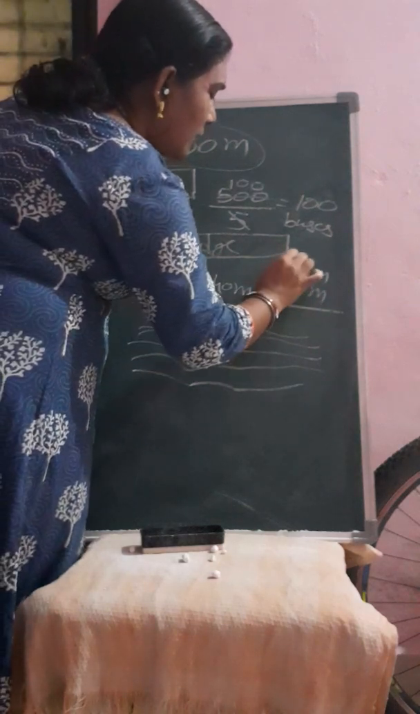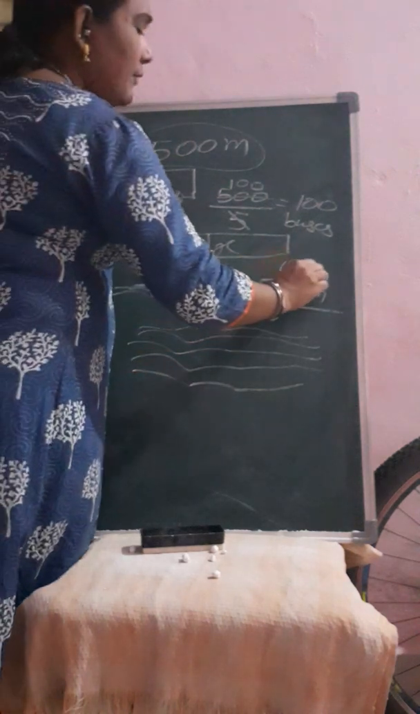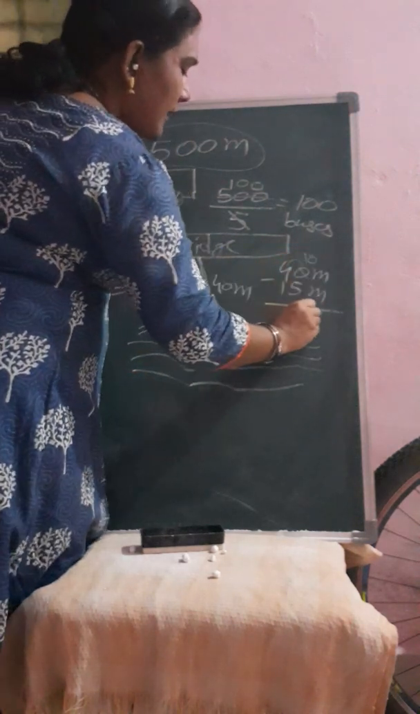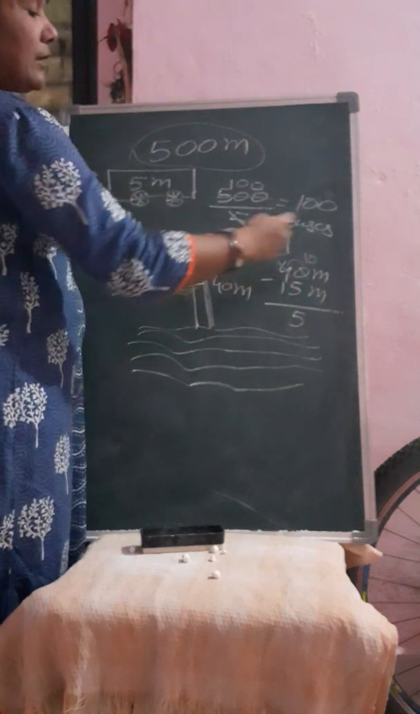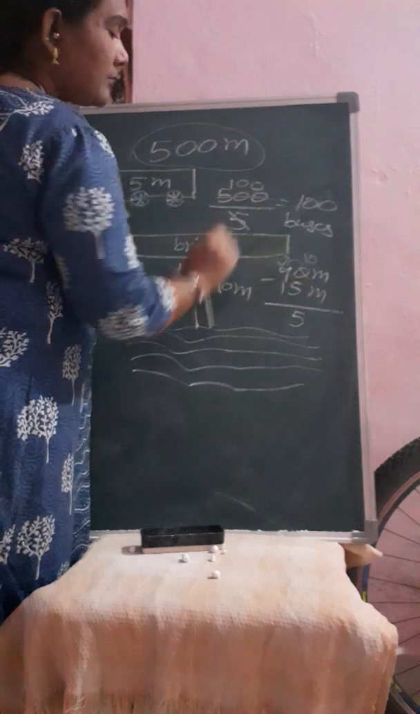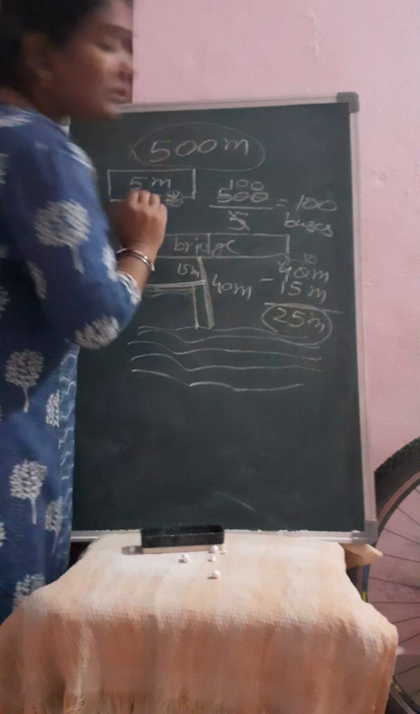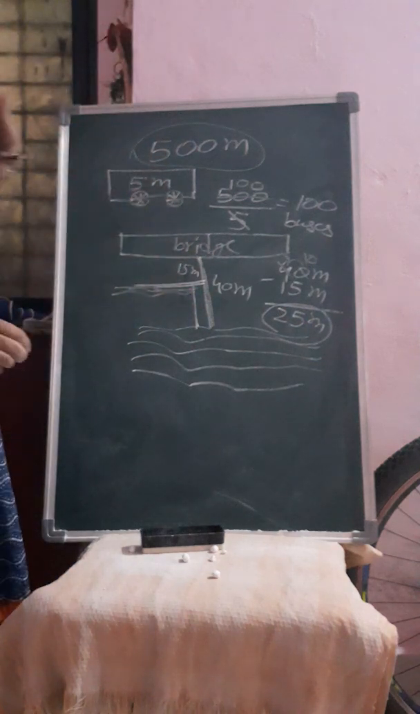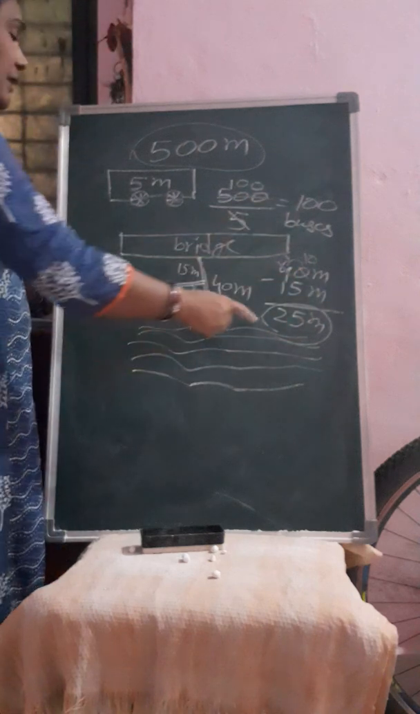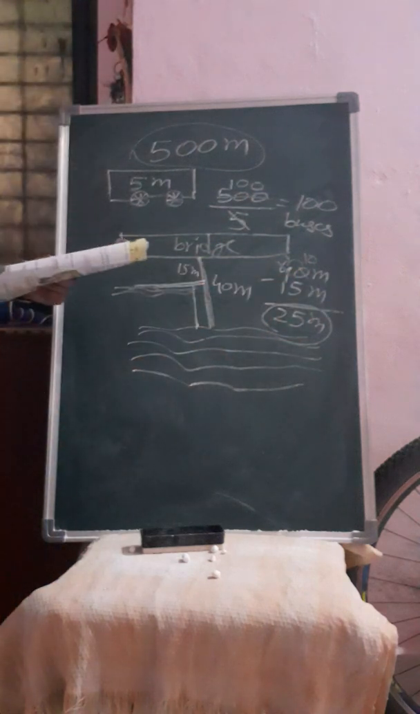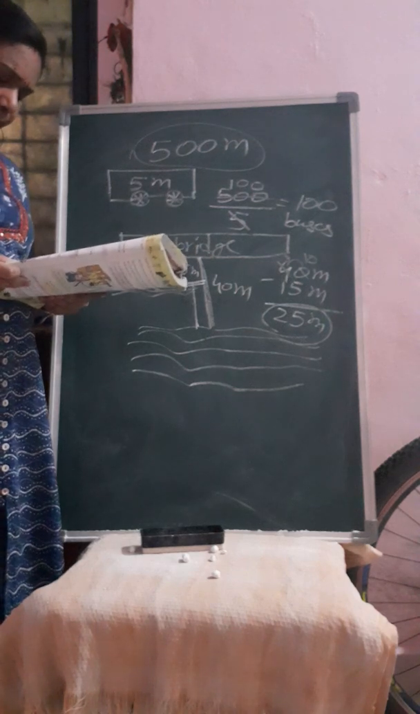Okay, 0 minus 5 is not possible. What will we do? We will borrow from the side friend. It will become 10. Now 10 minus 5 is 5. Now 4 gave 1 to him, so now this number becomes 3. 3 minus 1 is 2. So what is the difference of water level now and in the rainy season? 25 meters. Okay, 25 meters difference in the water level. Understood, children? Okay, now we'll go for the next question.